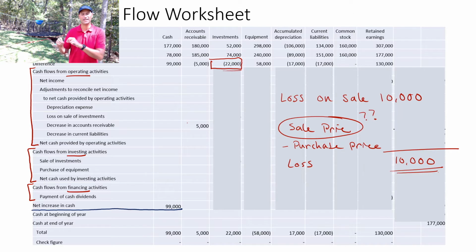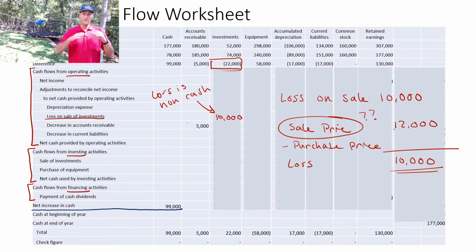So we're first going to take the $10,000 and add it back to net income to get us to cash flow from operations. And we're going to put that on the line item called loss from sale of investments of $10,000. Again, we are adding that back. Now, we have a $22,000 decrease. 10 of it can be explained from the loss. Well, what's left over? 12. That means we sold the investments for $12,000.